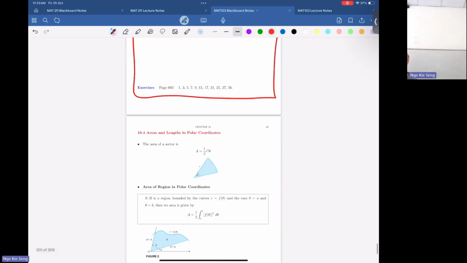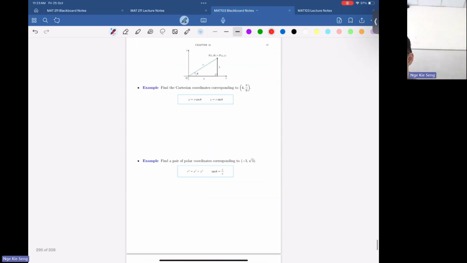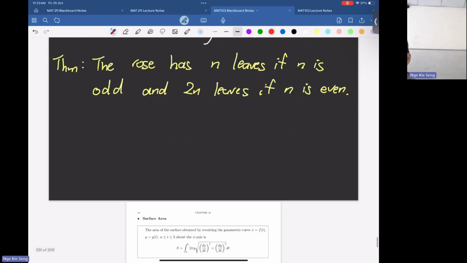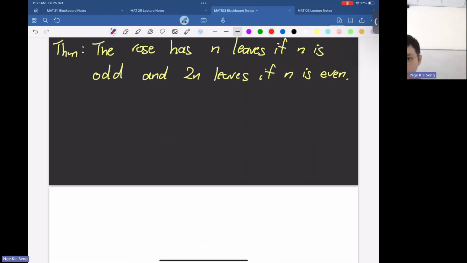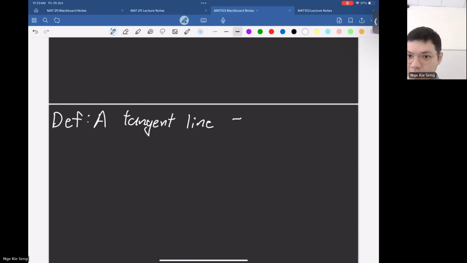Cool. So, before we go into this, I think we need to at least do one more thing first. How about dy/dx on this polar curve? Let's define what the tangent line is. Tangent line to a polar curve.